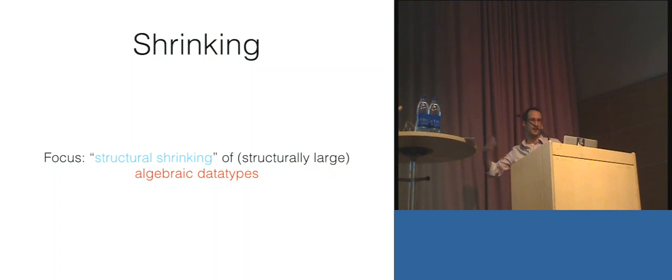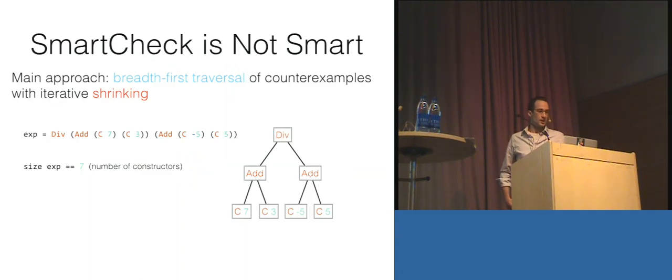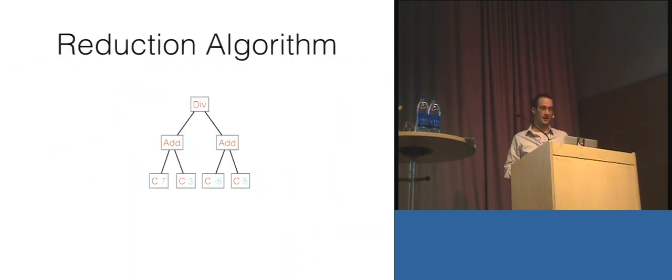We're going to focus, as the example shows, on shrinking algebraic data types. This expression here is a counterexample to the property I showed you. It satisfies that precondition, but fails the postcondition. I'll talk about the size of an expression, and really I'm just counting constructors here. So let me put it in tree form. And the algorithm I'm going to show you is actually embarrassingly simple.